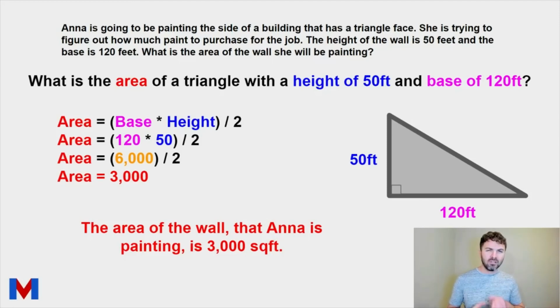Okay? So again, for these triangles, there's that formula, base times height divided by 2, where the base and height are the two lines that are created where there's a right angle in the triangle.